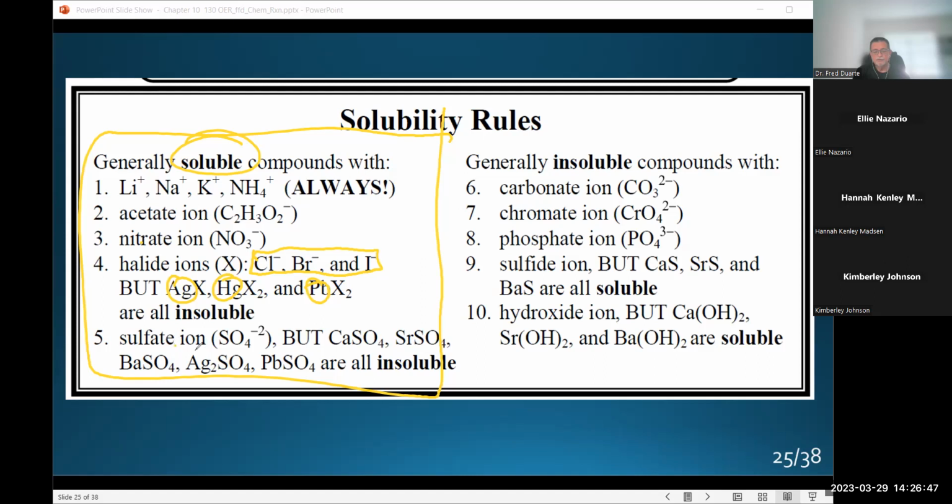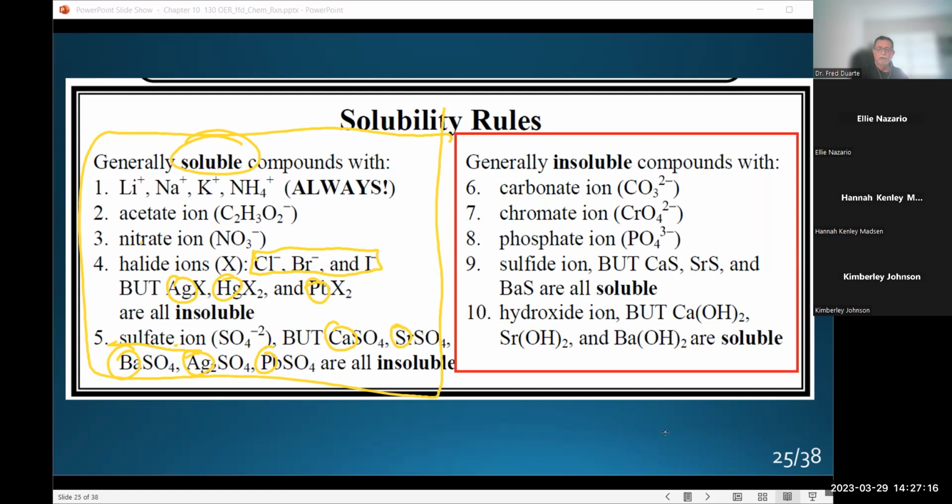The same is true with the sulfate. Normally, whatever cation the sulfate is bonded to, it is classified as soluble. The exception is when you have calcium, strontium, lead, silver, or barium. Those sulfates are classified as insoluble, and you get a precipitate.